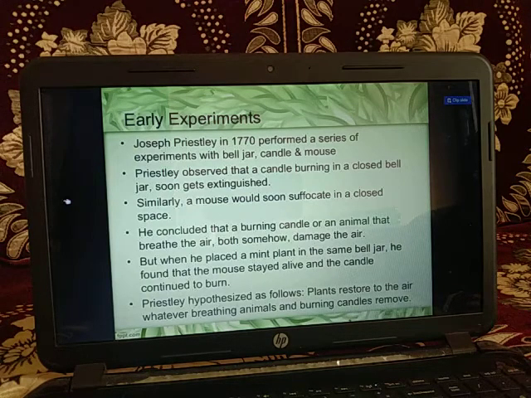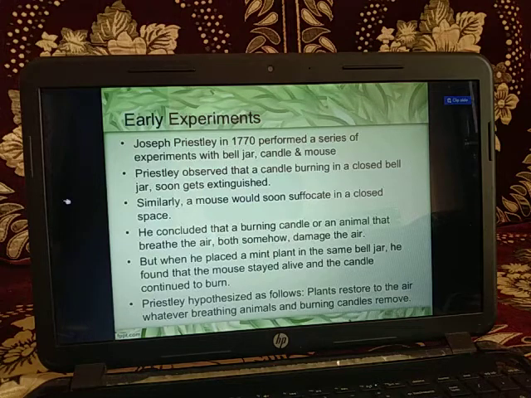Now the next experiment was by Pelletier and Caventou. They discovered and named chlorophyll. Now next we have von Mayer. Green plants convert solar energy into chemical energy during the process of photosynthesis. So von Mayer told that green plants use solar energy and convert it into chemical energy during the process of photosynthesis.